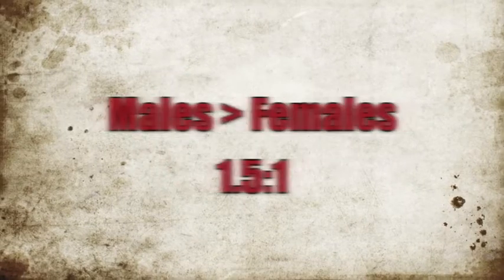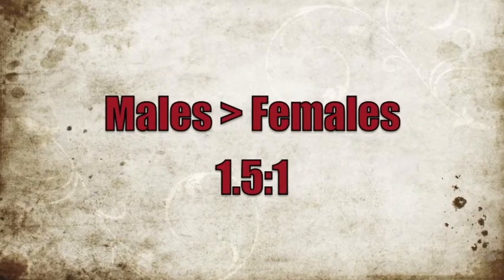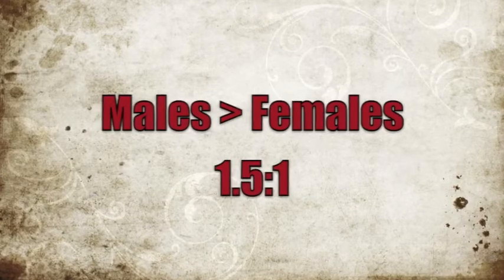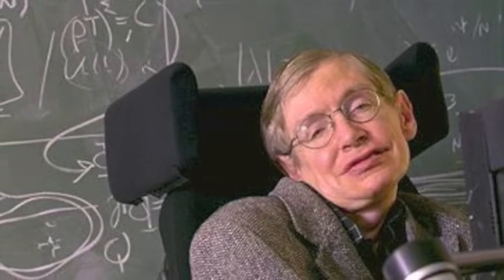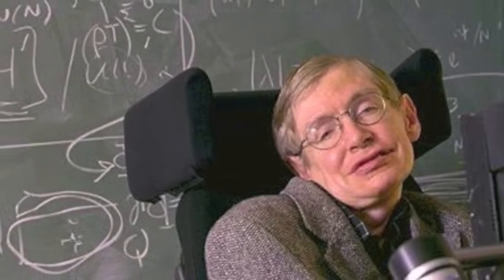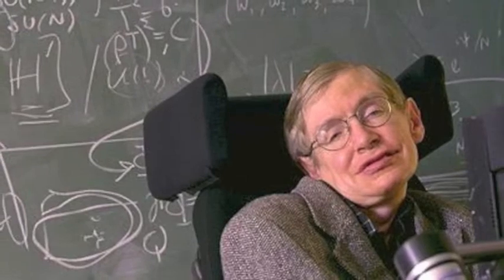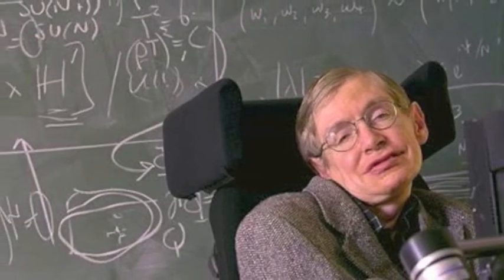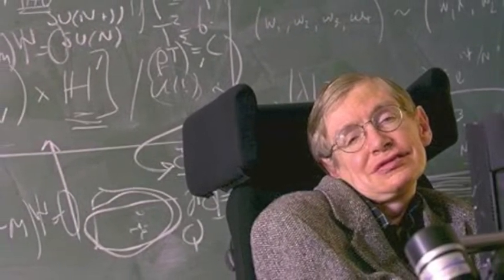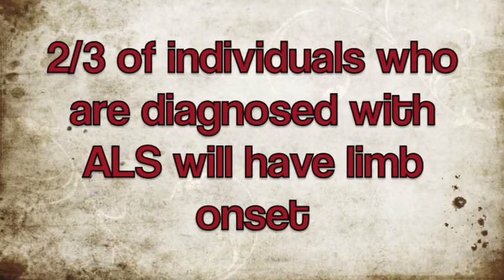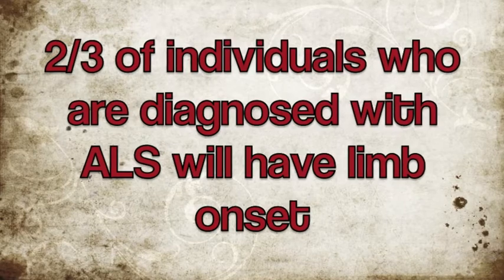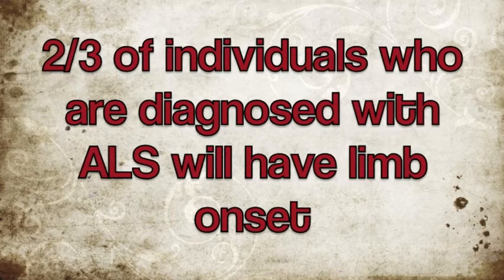Sporadic ALS typically affects individuals around the mean age of 60. Males have a slightly higher chance of being diagnosed with ALS, with a ratio of 1.5 to 1. ALS is also present in younger individuals and is known as juvenile onset. This type of ALS progresses significantly slower than in adults who are diagnosed with ALS. Limb onset is more prevalent than bulbar onset. Two-thirds of individuals who are diagnosed with ALS will have limb onset.